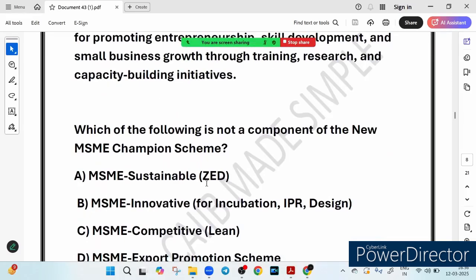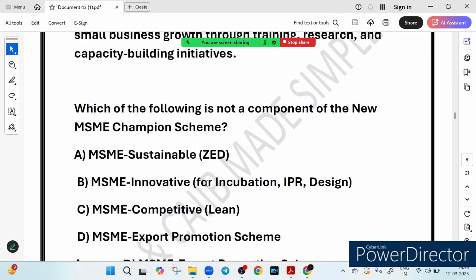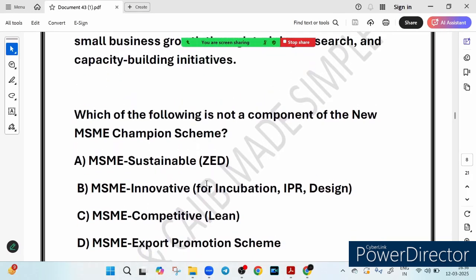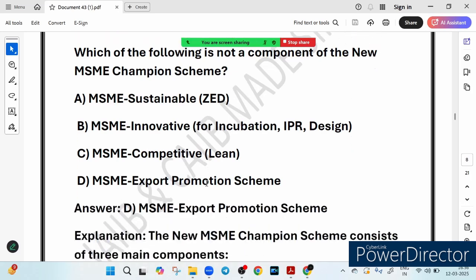Very good question. Which of the following is not a component of the new MSME Champion scheme? Very, very important question. Do you know about this new MSME Champion scheme? MSME Sustainable (ZED), MSME Innovative, MSME Competitive, MSME Export Promotion Scheme. The correct answer is MSME Export Promotion Scheme.